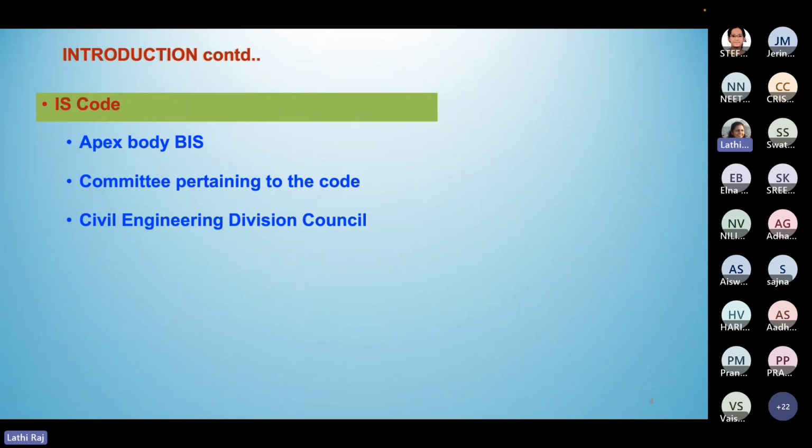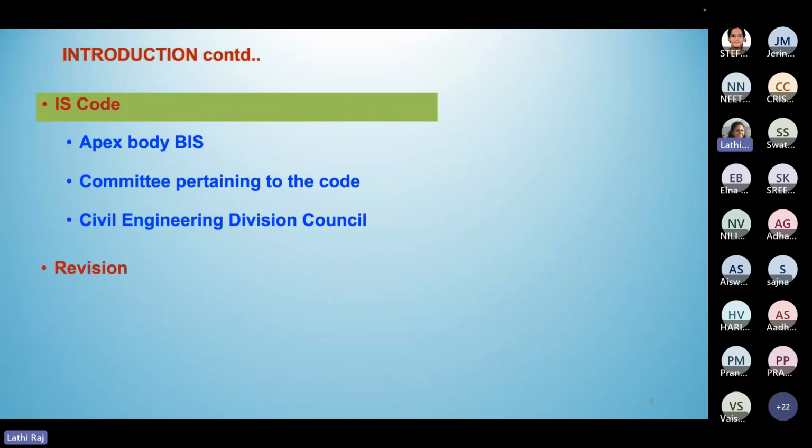All these members will be the experts from different areas. There may be members from the research area, there may be members from the industry, there may be members from the teaching community. So there will be representation from all these fields in these committees. They will review what is given and then they will formulate the clauses, and then the apex body, which is BIS, will release these codes. That is why we always say you have to get the codes from the Bureau of Indian Standards. From there only you should get the codes.